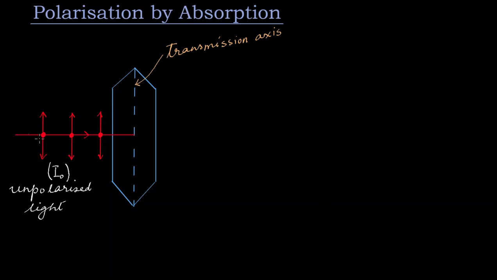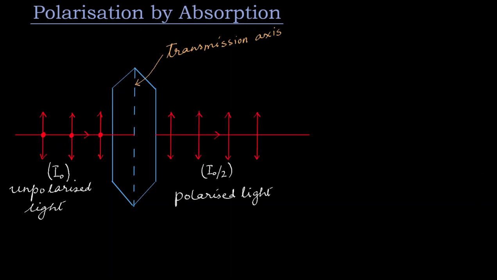So what will happen when this unpolarized light is passed through the tourmaline crystal? We get light which is vibrating only in one plane. You can see the dots are no more visible out here. Why? Because those vibrations perpendicular get absorbed by the crystal. So we have light which is vibrating only in one direction, and this type of light is polarized light. And interestingly, the intensity of the polarized light reduces to half its original intensity.